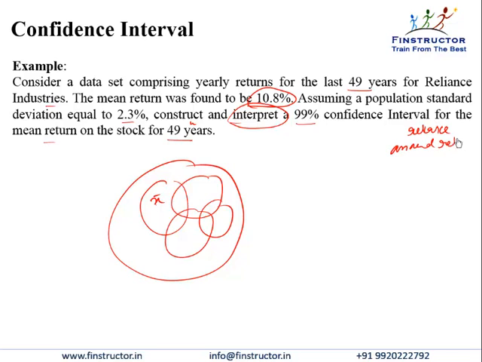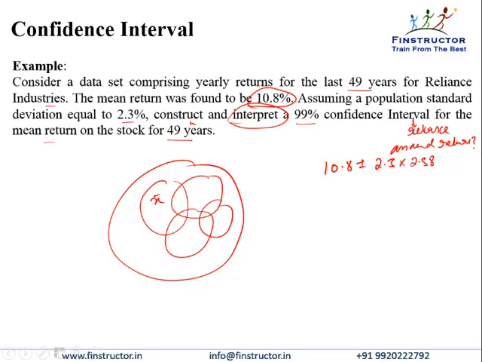If the question was to construct a confidence interval for the Reliance annual returns, then it would be 10.8 plus minus the standard deviation, that is 2.3 into 2.58, because in one year dispersion can be a lot. Like we studied, the original population can have a higher dispersion as compared to the sampling distribution.